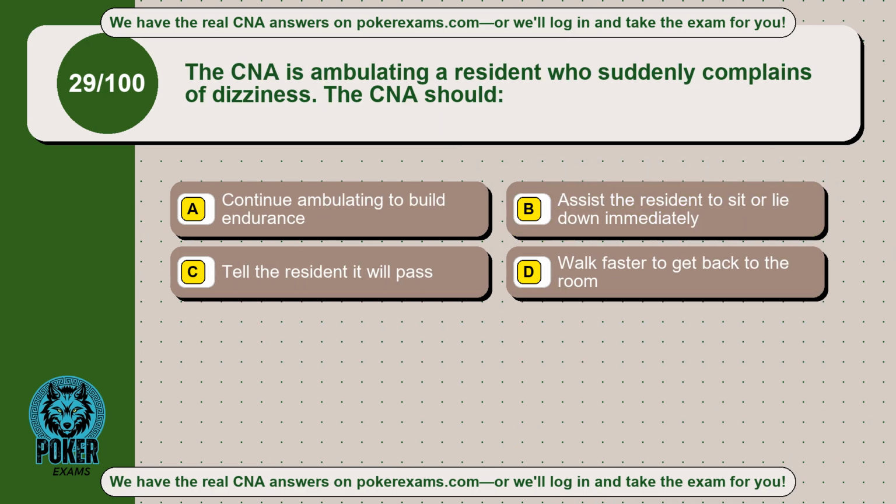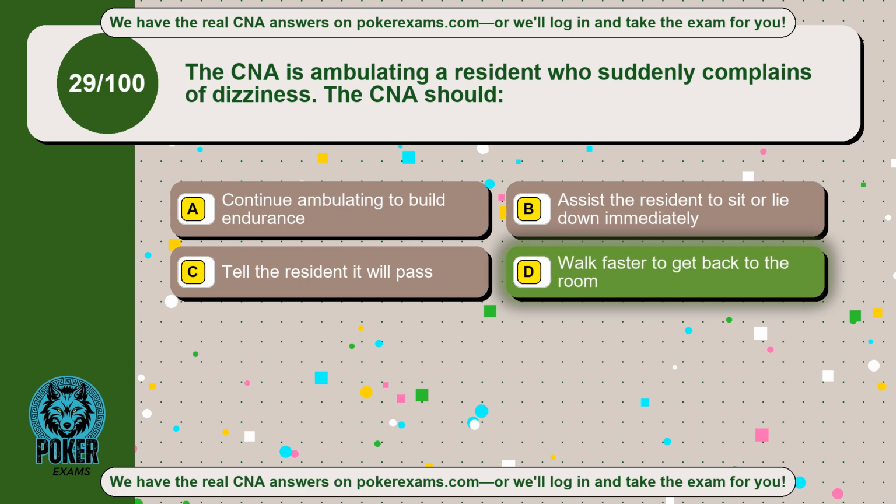Question 29. The CNA is ambulating a resident who suddenly complains of dizziness. The CNA should: Option A, continue ambulating to build endurance. Option B, assist the resident to sit or lie down immediately. Option C, tell the resident it will pass. Option D, walk faster to get back to the room.